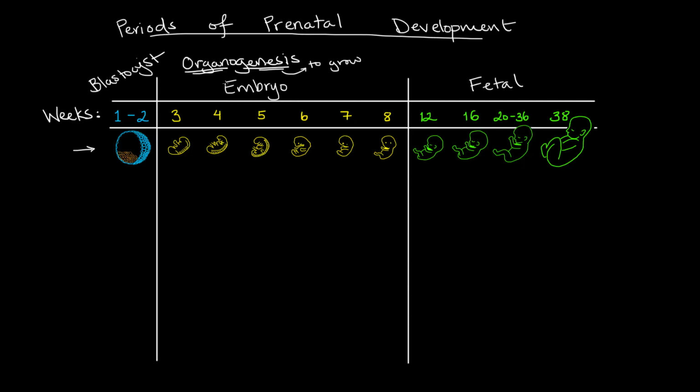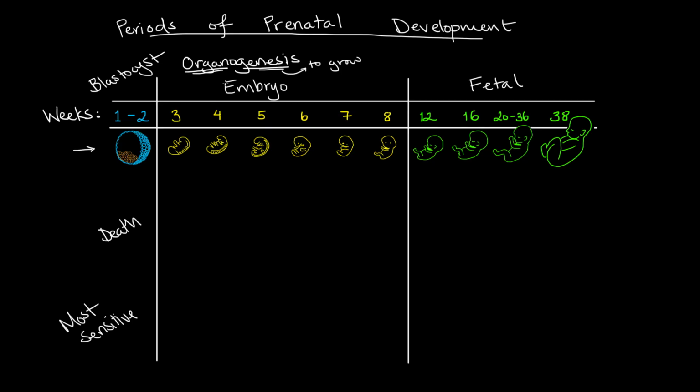So during this first period, during the blastocyst period, the baby or the cluster of cells at this point is very, very sensitive. So we'll call this kind of most sensitive. And what this means is that if the mother is exposed to toxins or to teratogens that might damage the blastocyst, it usually just results in death of the blastocyst. So you'll just have a miscarriage.